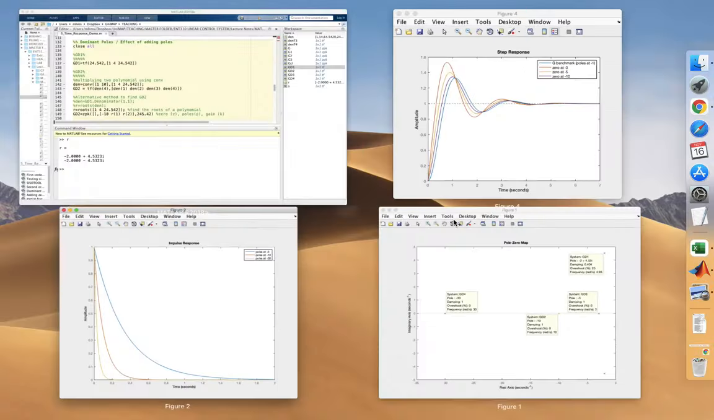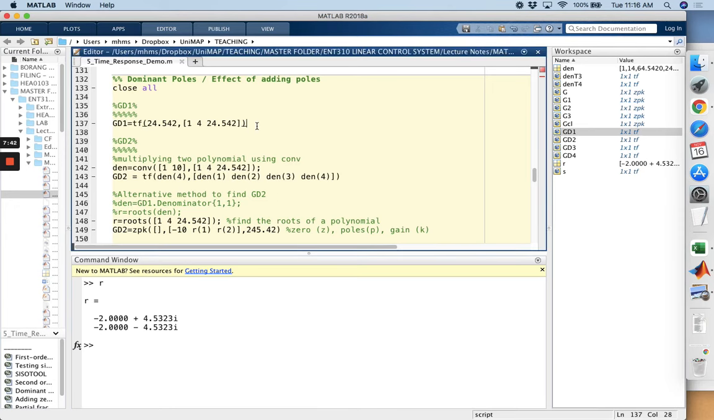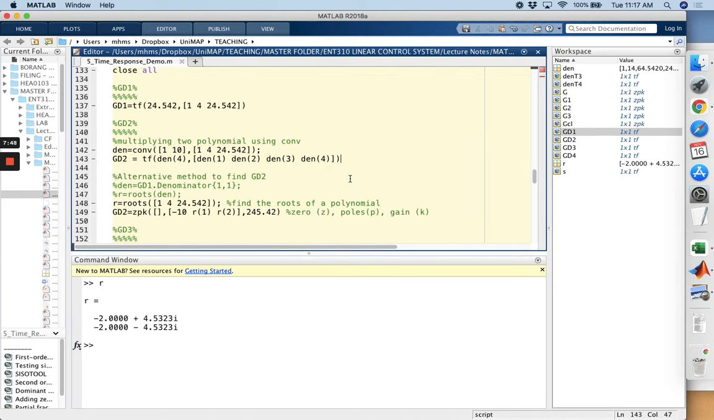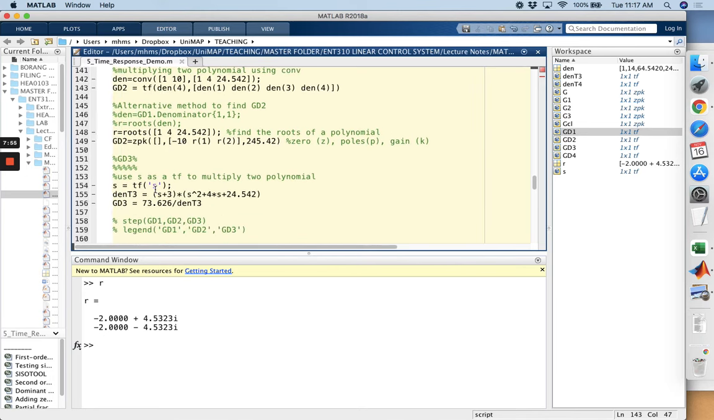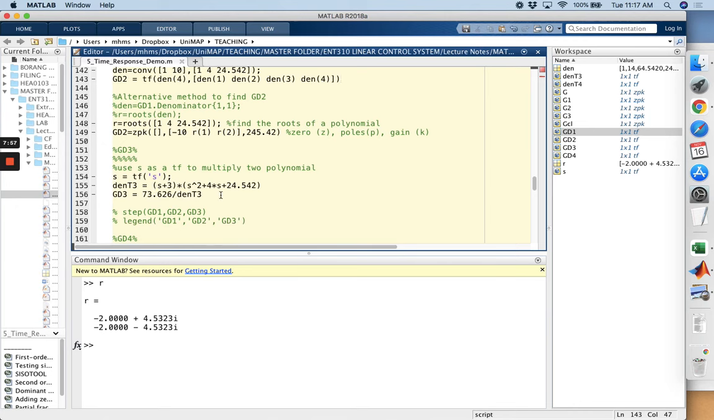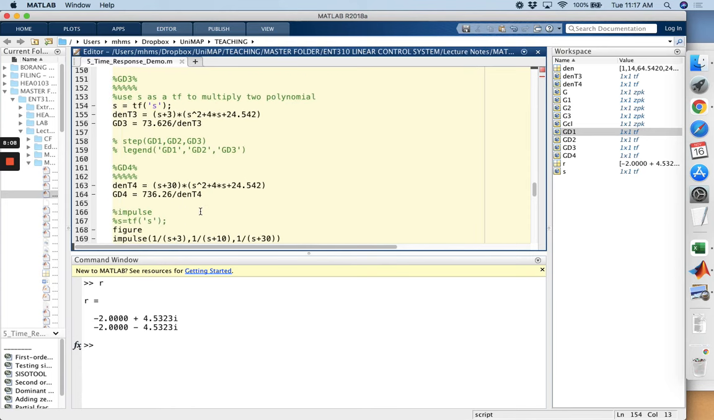Okay, let me show you. This is how I plot this. This is G1, and this is how I plot G2, and this is an alternative way to plot G2, GD2, and then this is GD3. So I use a different approach, a transfer function approach. And then we have another one, GD4.